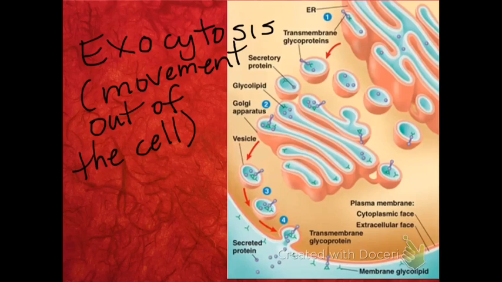This diagram shows exocytosis. You can see the vesicle moving out to expel the materials to the outside of the cell. This is a form of active transport that requires energy.